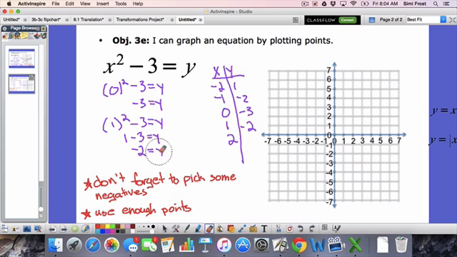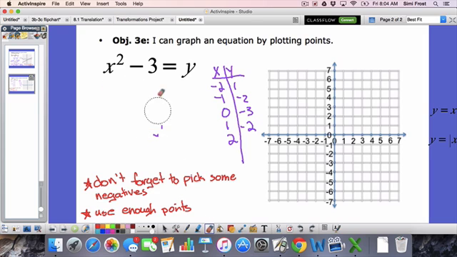And then my last point here that I have, rewrite it, plug in my 2. I get 2 squared is 4 minus 3 equals y, and I get 1. So now I can go ahead and plot these points and see what this graph looks like. So my first point, -2, 1, is going to be right here. -1, -2 is right here. 0, -3. 1, -2, and 2, 1.